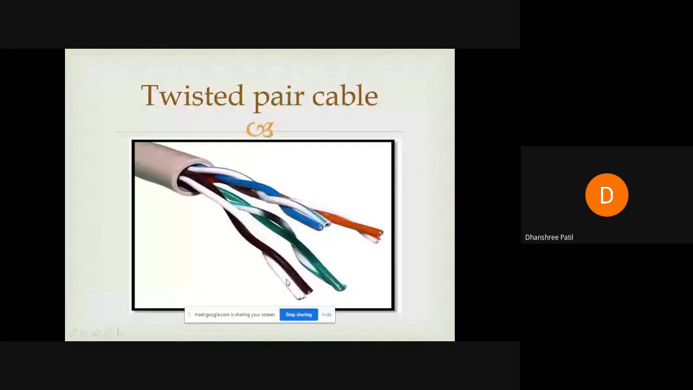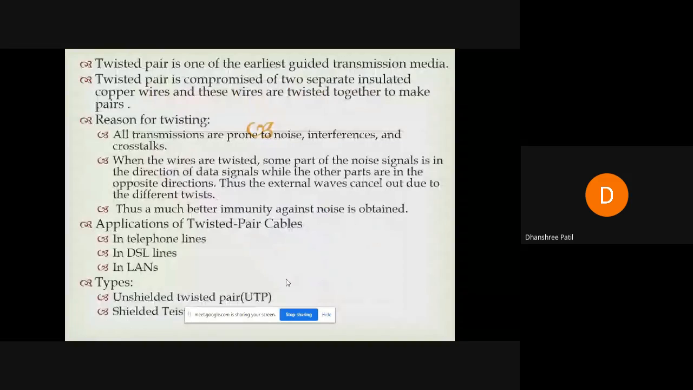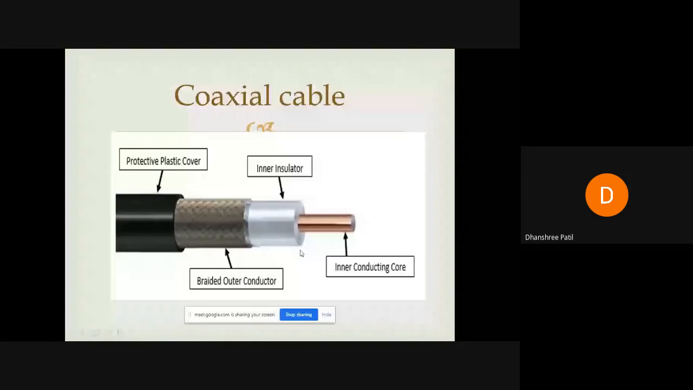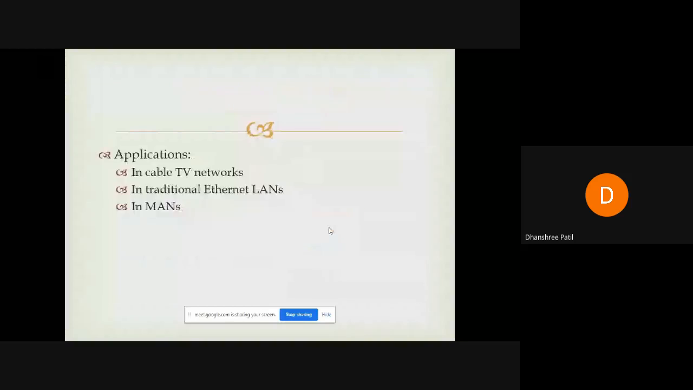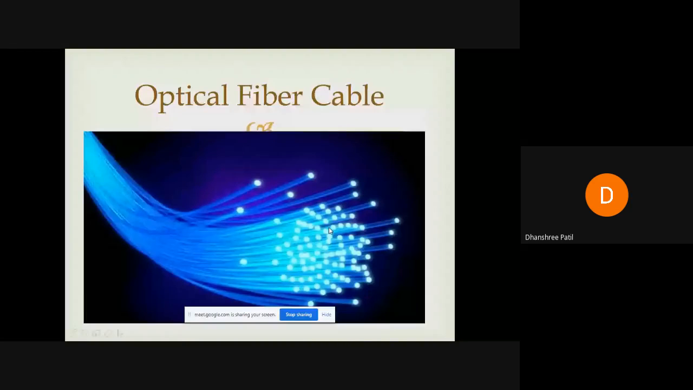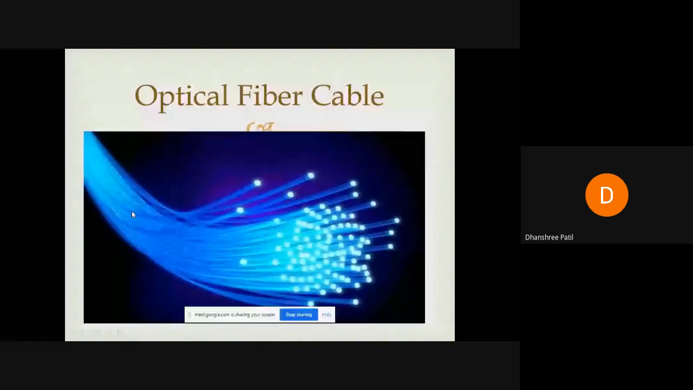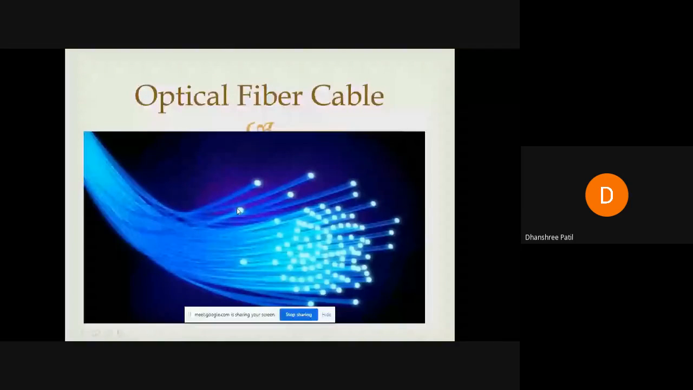Next we have seen coaxial cable, which is mostly used in TV. It is protected by two or three layers, and from the inner conducting core the actual data is transmitted. And optical fiber, we have seen, is mostly used in the medical field. It is a very thin cable, and the data flows through this cable. So these are the three types we have seen.